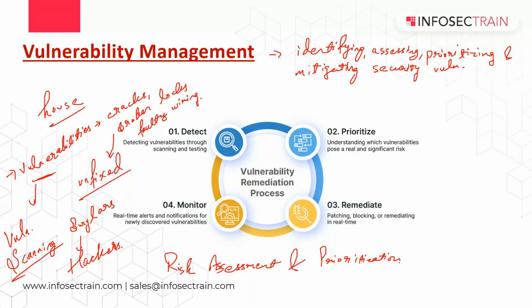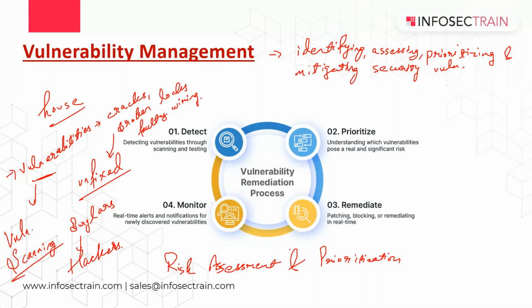So it is like we are deciding which repairs need to be done first, which repairs are urgent. So maybe a broken front door lock. It's a critical vulnerability, right? So it needs fixing immediately. While any small paint chip, which is a low risk issue, can wait, isn't it? So that thing is done.